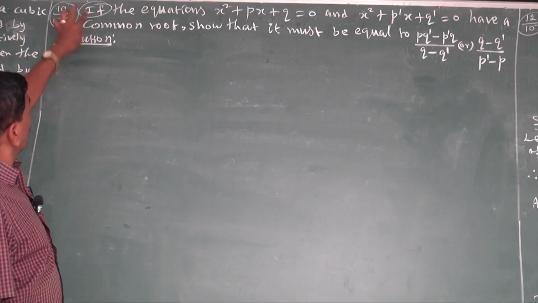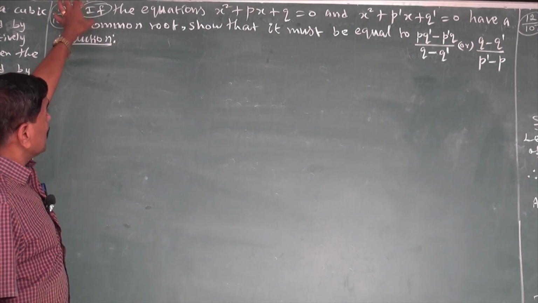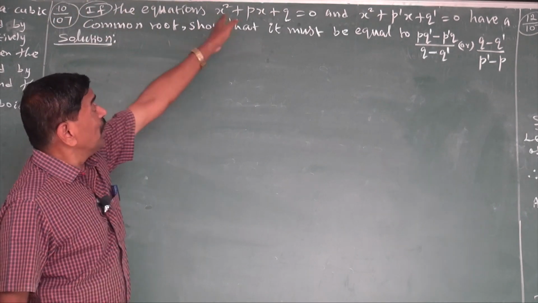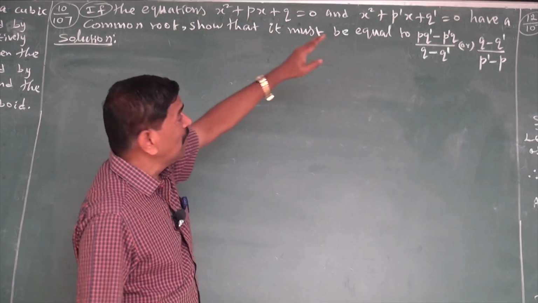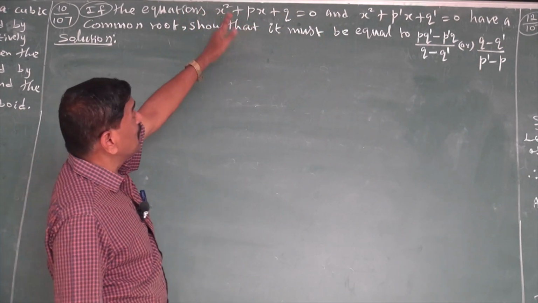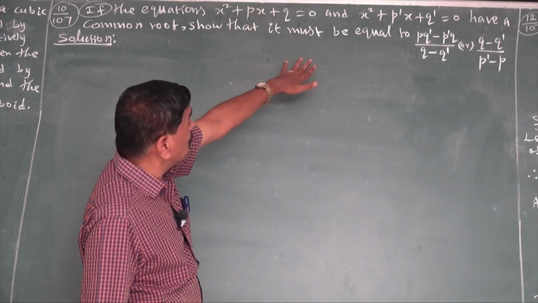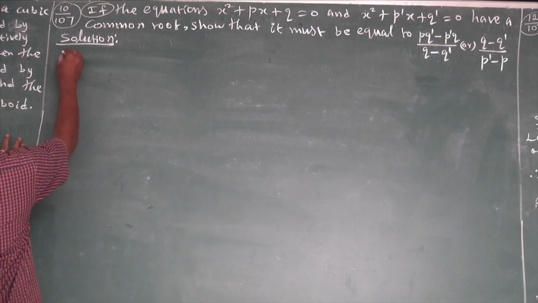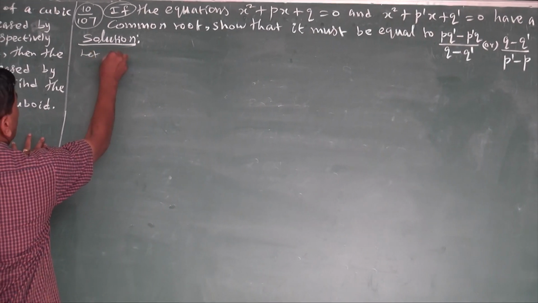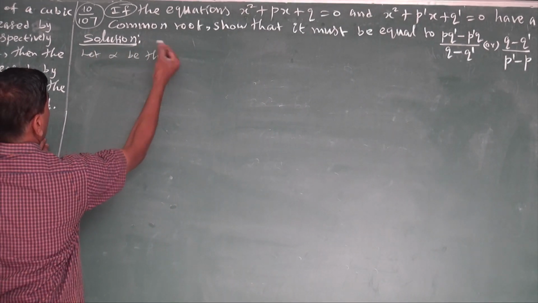Okay, now the given condition is that the two equations have a common root, which means let alpha be the common root. Let alpha be the common root means alpha should satisfy both the equations. So that's the idea. First write the theory portion. Let alpha be the common root.